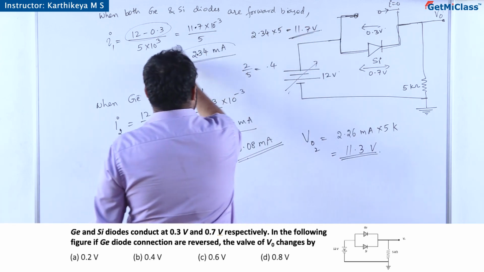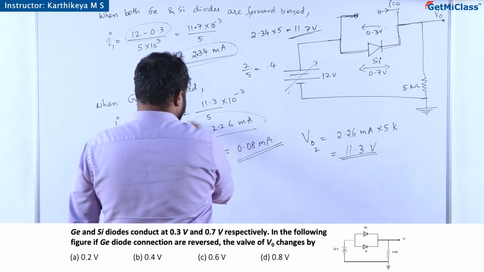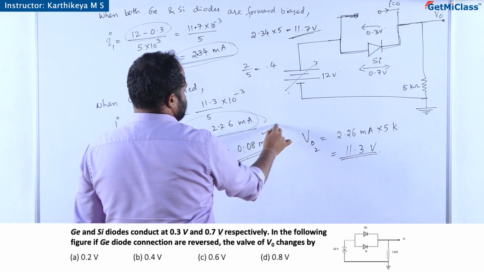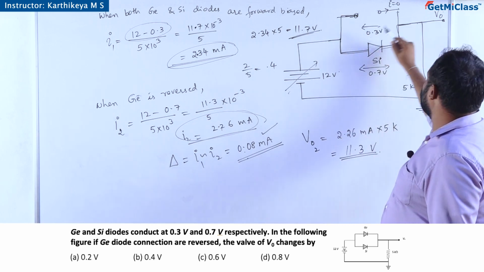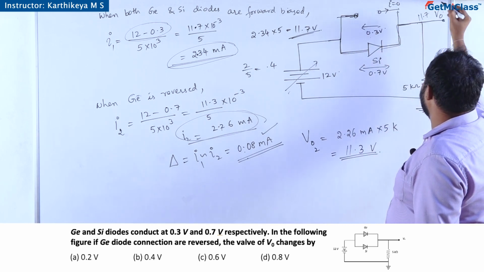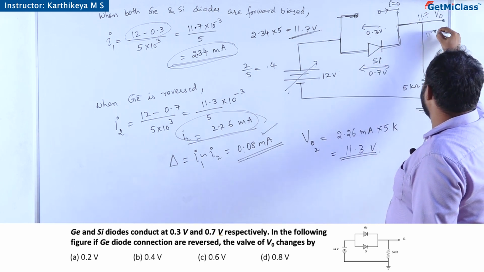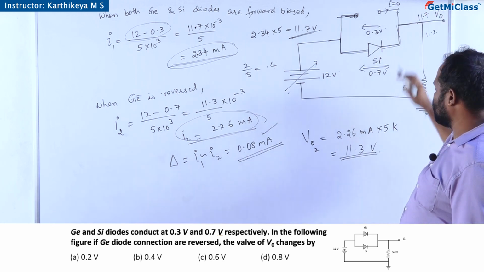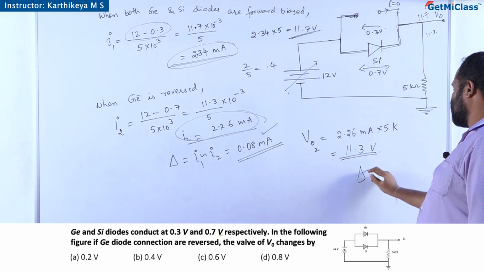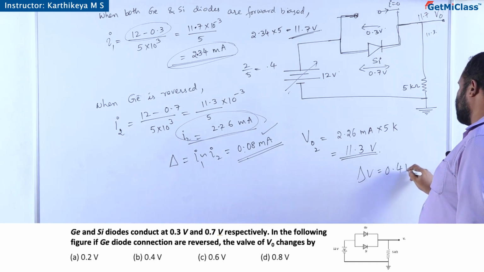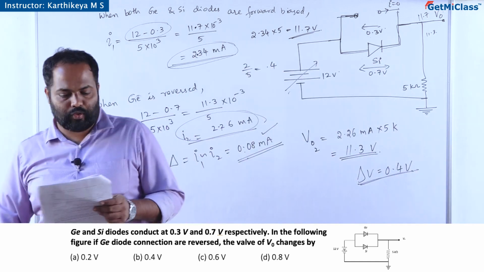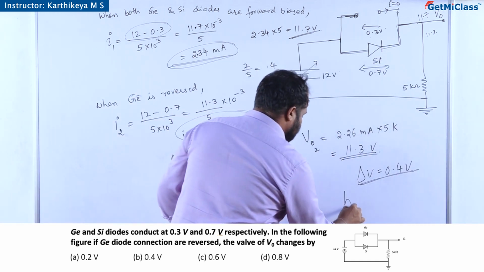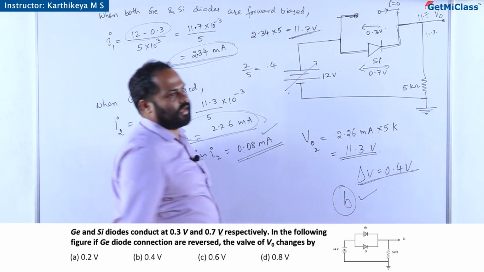So you need not calculate current. If they ask you the current change, this is the answer. Otherwise, directly you can calculate 0.3, so it is 11.7 here, 0.7, 11.3 here. Right away you can calculate as a shortcut. Change in voltage is 0.4 volt. So option B is the right answer.